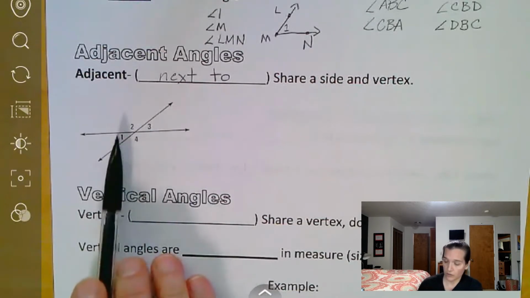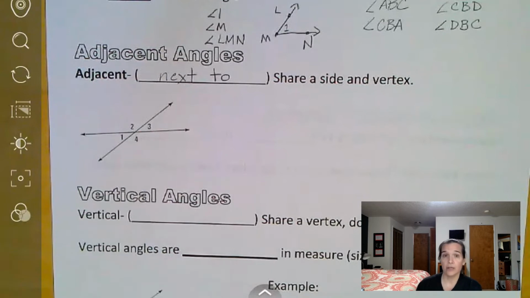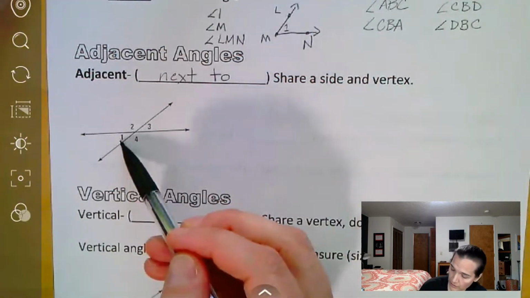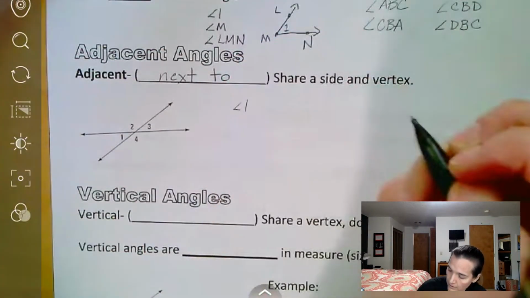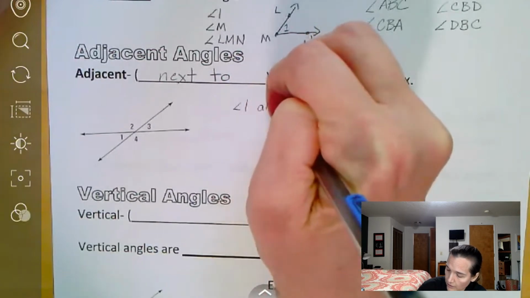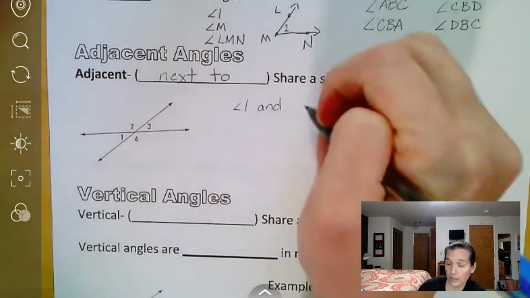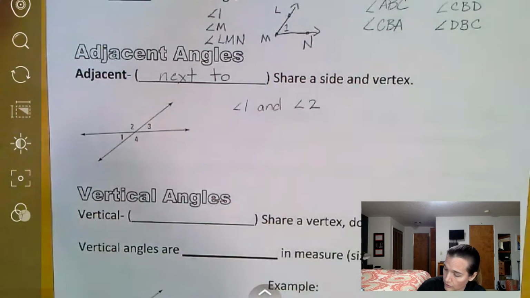We have these angles here. There's angle 1, 2, 3, and 4 highlighted here for you. And what we're going to do is name all the adjacent angles. So let's say we start here at angle 1. Angle 1 is adjacent to or next to angle 2.